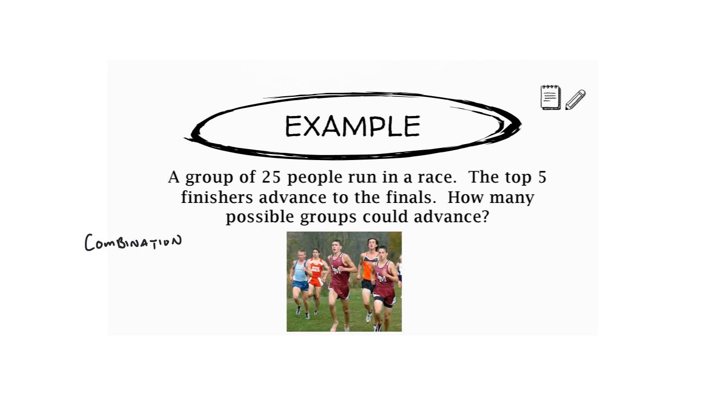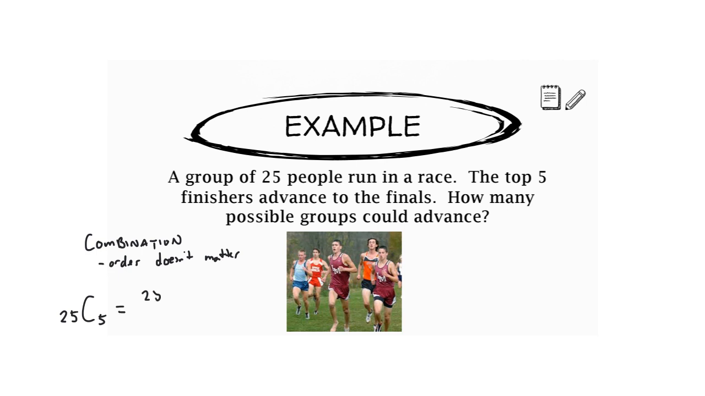The reason a combination is the right job is order doesn't matter. If you finish in the top 5, you're good. If you don't finish in the top 5, tough luck. With a permutation, we'd be more concerned about how many different ways could the people finish the race, first place being distinct from second place and third place. But in combinations, the order doesn't matter. So what I want to work out here is 25C5.